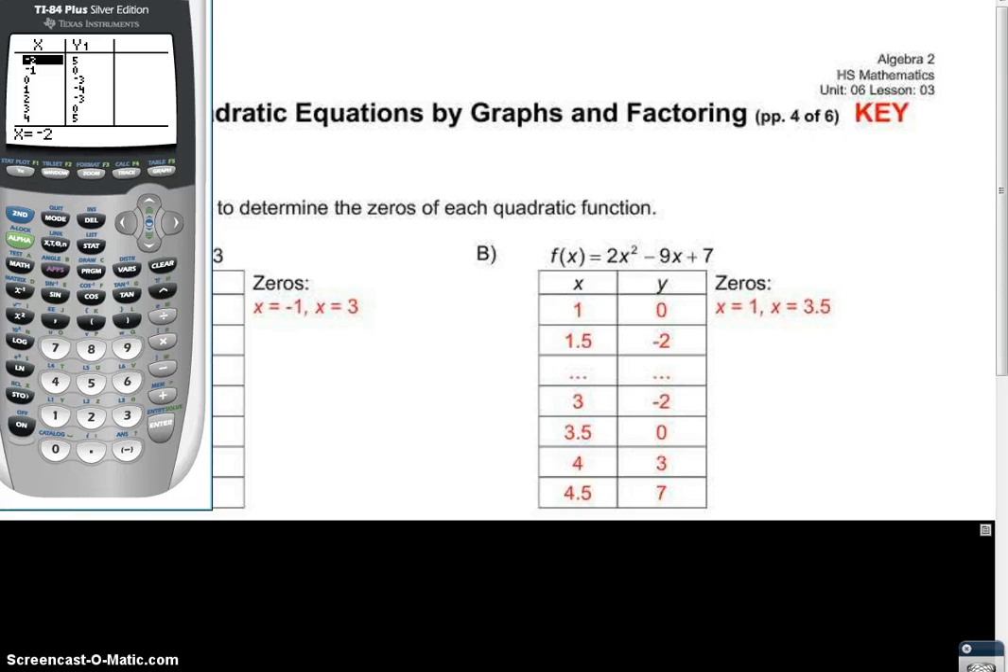So when it asks me to find my zeros, I'm looking for where y is 0. So my 2 points where y is 0 are at -1 and at +3. So my zeros are x equals -1 and +3. Okay, so you do the exact same thing for part B. So let's look at the next sample.